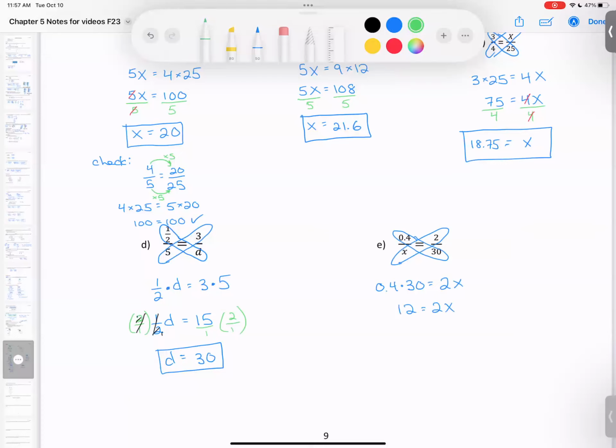Now I want a single x. So to get rid of that 2, I'm going to divide both sides by 2. That leaves me with a single x here. So x equals 12 over 2, which is 6.